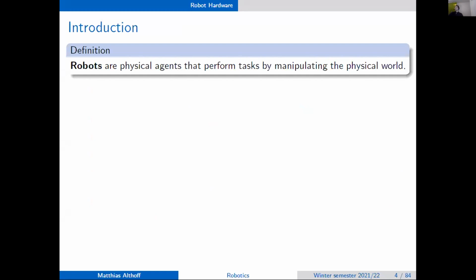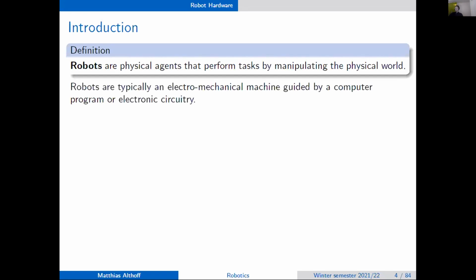Often these robots are built as electromechanical devices that are controlled through some computers. But in theory, you could also do the control of the robot using steam pipes, or use only mechanics. There have also been old developments of mechanical calculators, and these could also be used in theory to build a robot. Of course, nobody would do that anymore. That's why this definition is technology independent. But in general, as I said, these are typically electromechanical machines, guided by a computer program or electronic circuitry.